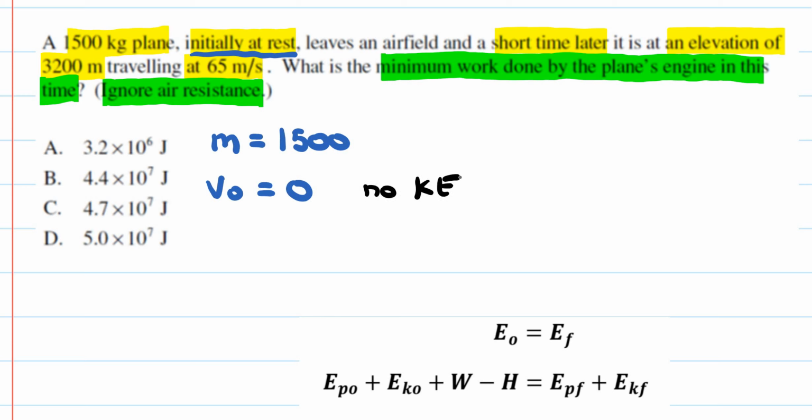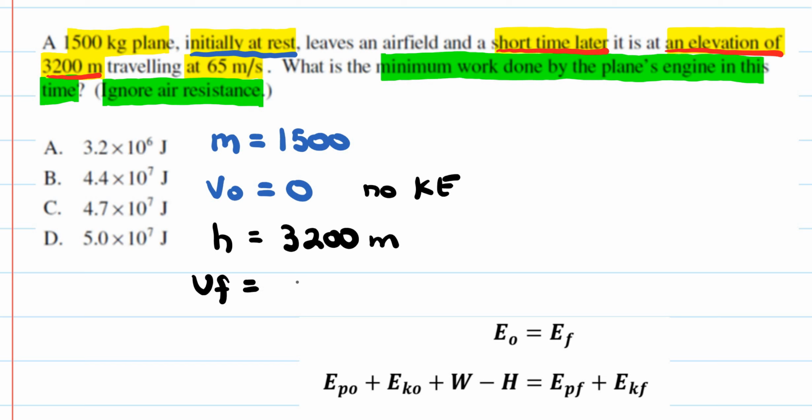No kinetic energy at the very beginning. And then a short time later, it's at an elevation of 3,200 meters, so that means the height above the ground a short time later is 3,200 meters. Your final speed for this particular problem is going to be 65 meters per second. And we've got to find the minimum work done, so we're going to find the work done. And we ignore air resistance.